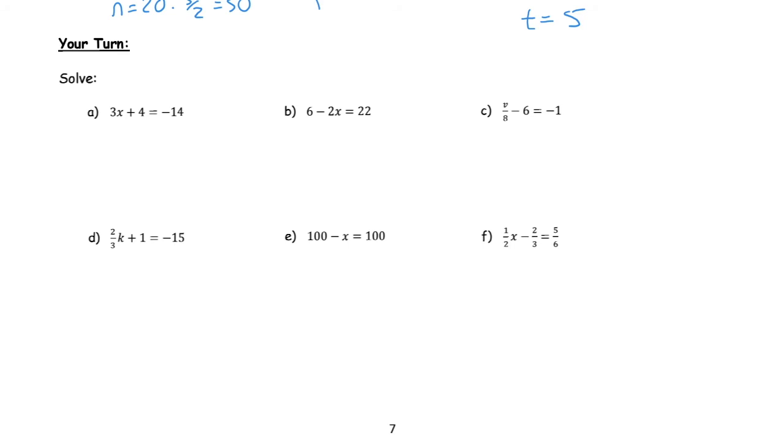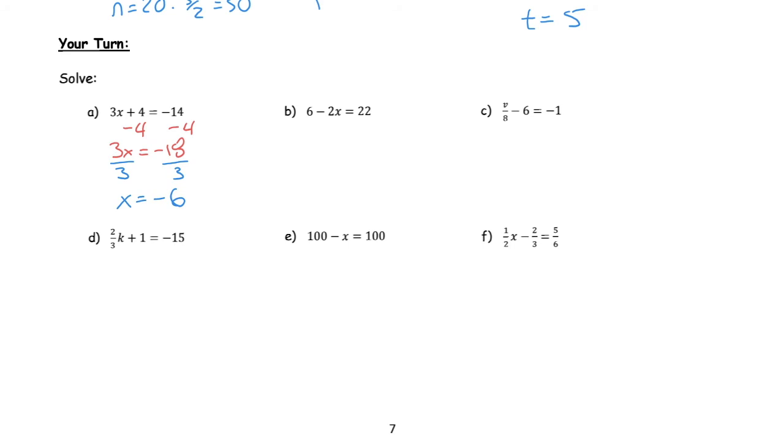So for this first one, again, I want to get the x by itself by removing that second term. So I'm going to subtract 4 from both sides, in which case I'll get 3x is equal to negative 18. And now I want to get rid of the coefficient by division. And so x will equal negative 6.